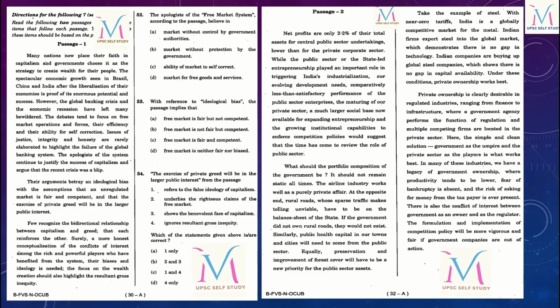And coming to the 54th, the exercise of private greed will be in the larger public interest, from the passage. It refers to, from the options: the false ideology of capitalism, underlies the righteous claims of the free market, shows the benevolent face of capitalism, ignores resultant gross inequality. So for this, the answer is C, only 1 and 4.